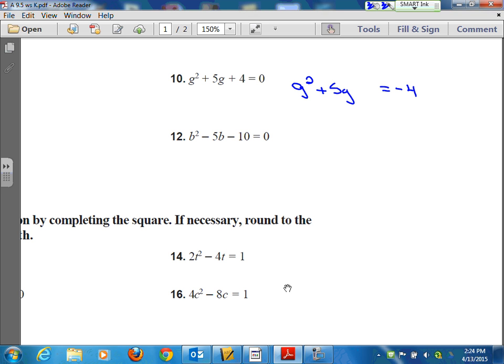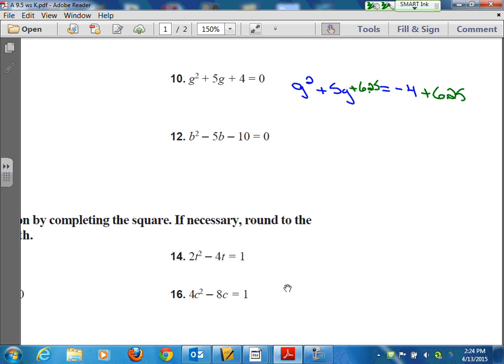Next thing we're going to do is take half of 5, which is 2.5, and then we're going to square it. And when we do that, we get a positive 6.25. Whatever we do to one side of the equation, we have to do to the other side of the equation. All right, now our next step.